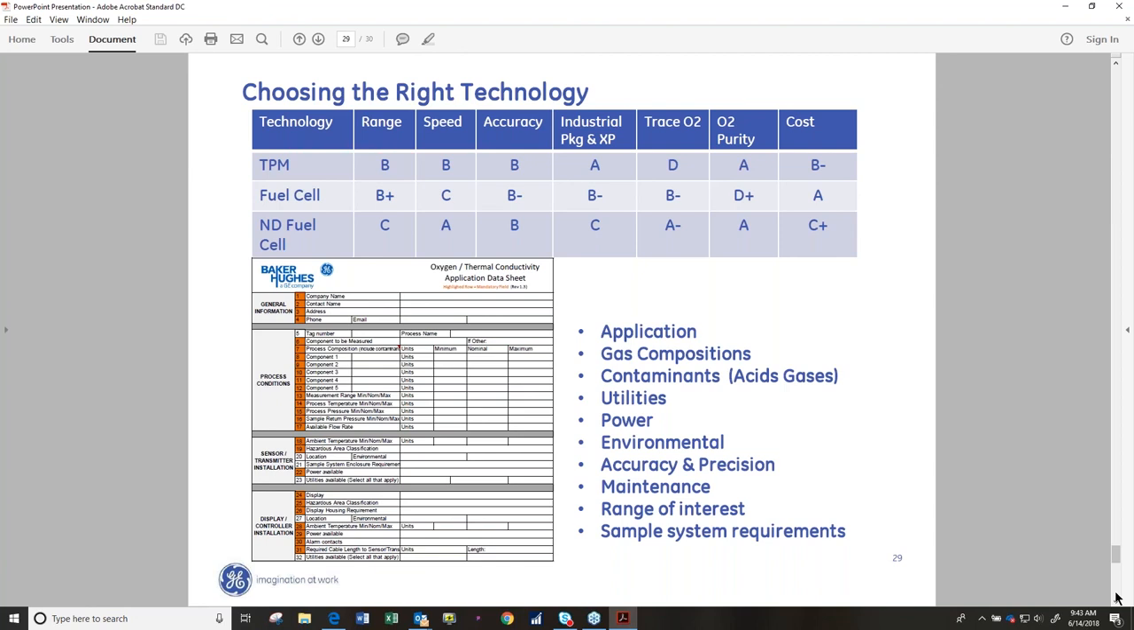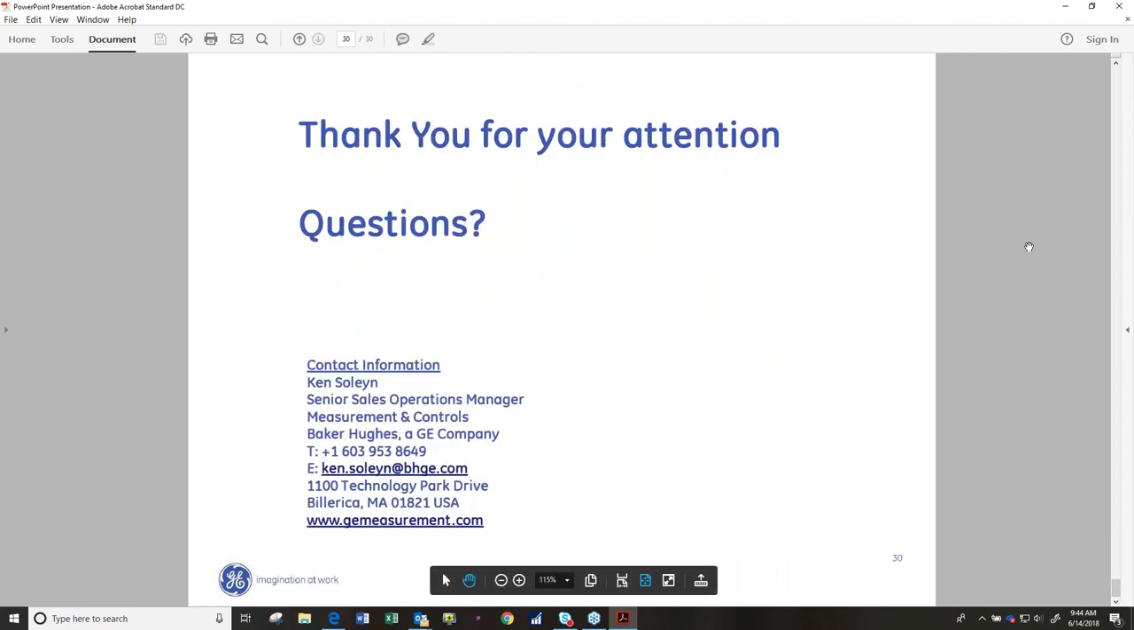And then lastly, the sample system requirements will usually be reviewed. So this application data sheet just makes a convenient way of capturing that information. And if nothing else, it does ask you to fill in your name and email and phone number. So that's often very helpful. Sometimes we get these application data sheets and there's no name on them. So sometimes it's difficult to get back to you. With that, I think that concludes the presentation, and we'll open it up for questions and discussion.